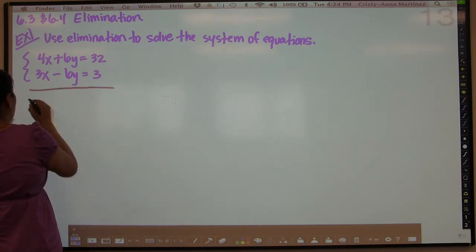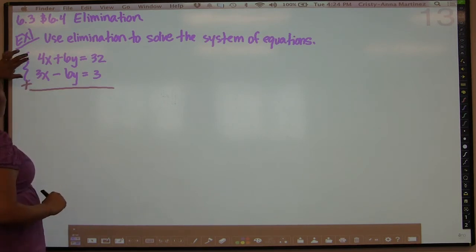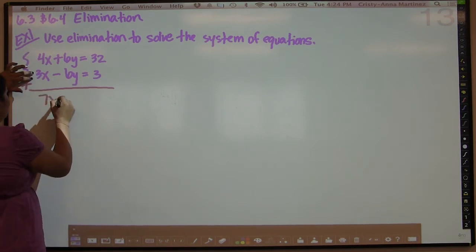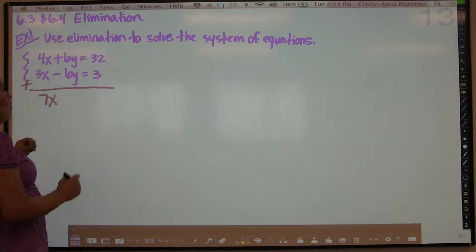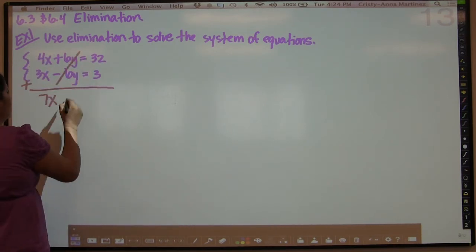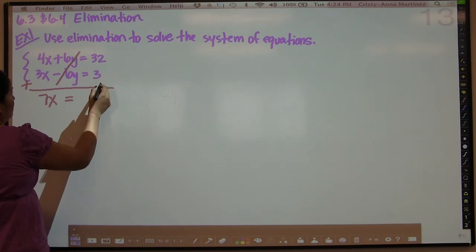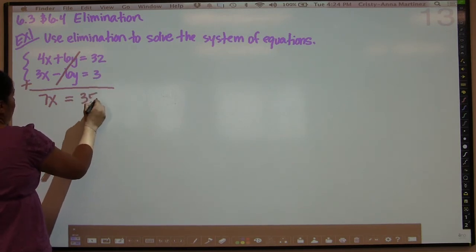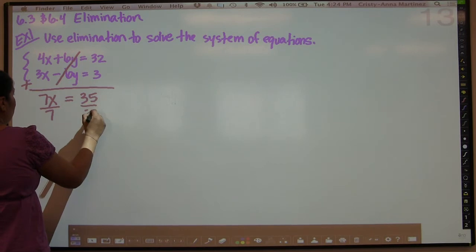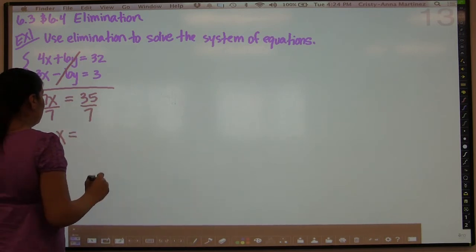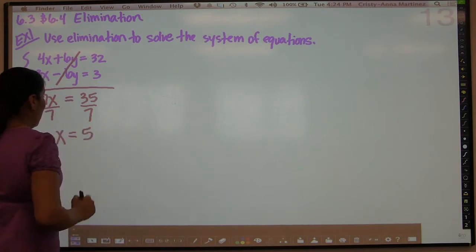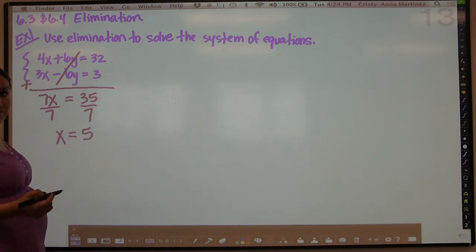So we can see here, when I add these two equations together, 4 and 3 is going to give us a 7x, but a positive 6y and a negative 6y is going to give us 0y, or hence it cancels. And then 32 plus 3 is going to be 35. We then solve for the remaining variable, which in this case is x, and we know that 35 divided by 7 is 5. So the x coordinate of my solution is 5.